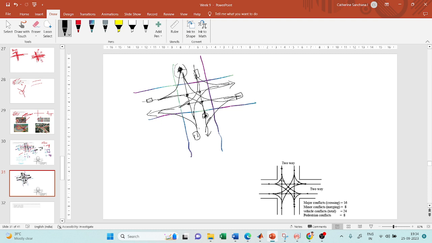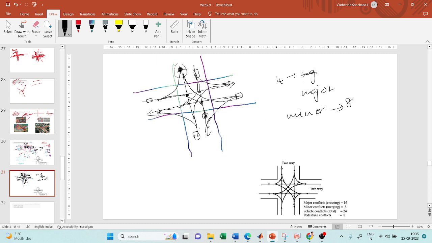here, right? So when you do this, you have four major conflict points. Okay, sorry, four major conflict points you have as of now. Minor conflict points you have 8, because you have merging in the left direction and also merging in the right direction for each leg, right? So you have 8 minor conflict points.